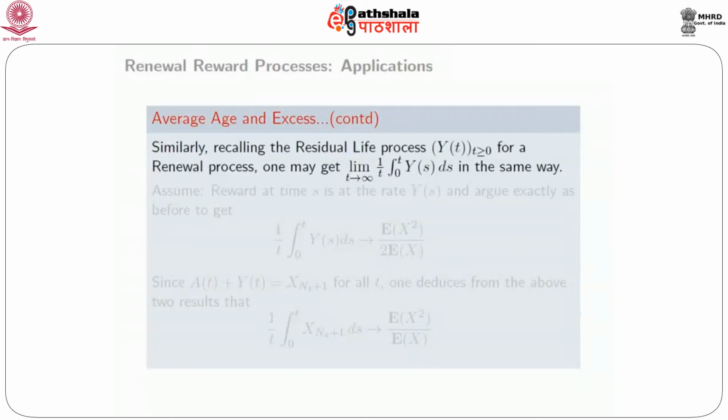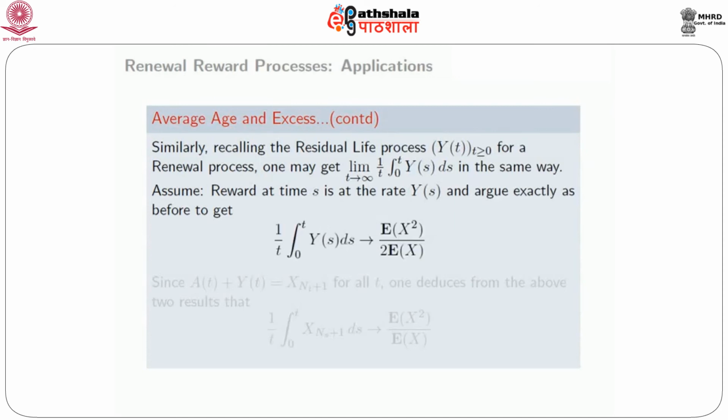Similarly, if you recall the residual life process Y_t, once again we can do similar things with Y_t. Look at the limit of (1/t)∫₀ᵗ Y_s ds, and by exactly the same argument as before, now the reward is given at time s at the rate Y_s. So you can argue exactly as before to get that (1/t)∫₀ᵗ Y_s ds converges with probability 1 to the same ratio, which is E[X²]/(2E[X]).